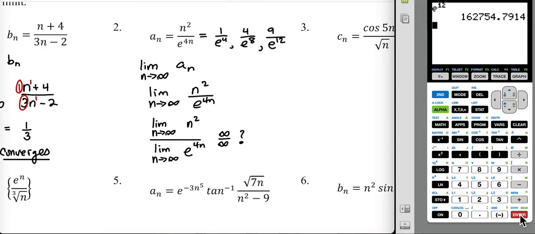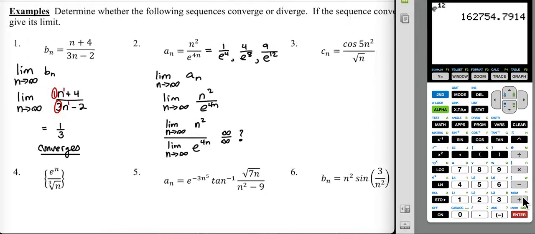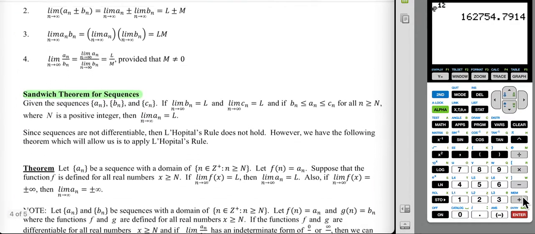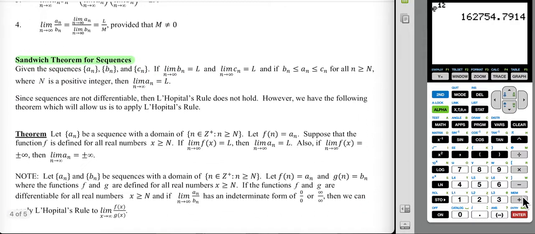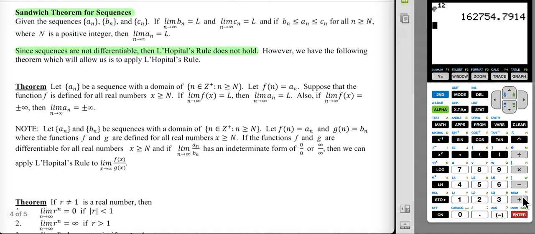So the question becomes, how do we take care of this? Well, we could apply L'Hopital's rule, except since sequences are not differentiable, L'Hopital's rule does not apply. Instead, we use a different approach. What we have to do is actually express the sequence as a function.